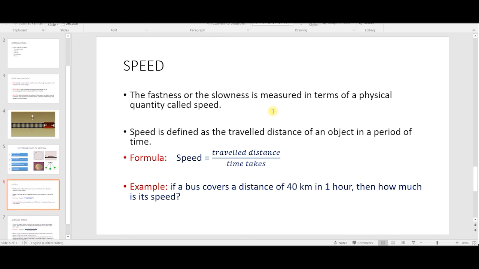The formula for the speed of an object is equal to the travel distance over the time taken. Here we have an example. If a bus covers a distance of 40 kilometers in 1 hour, then how much is its speed? The distance is equal to 40 kilometers, and the time it takes is equal to 1 hour. Then find its speed.